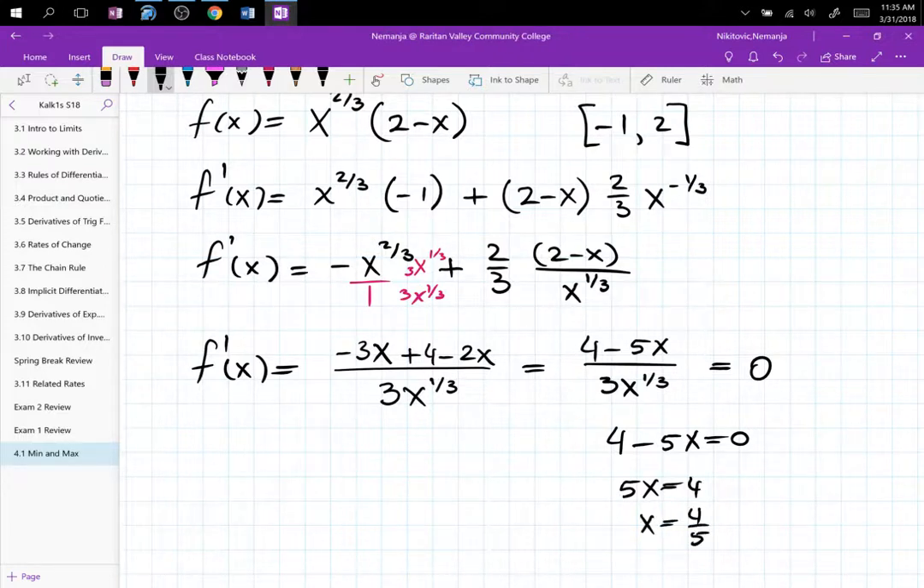Hope I did that right. So we found the location for the critical point. And that critical point is between -1 and 2, as you can see, because it's 4/5, right? It's less than 1, and it's positive, so it's more than -1, more than 0. So that was the procedure.